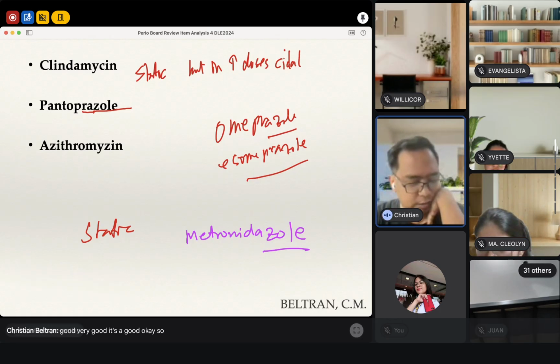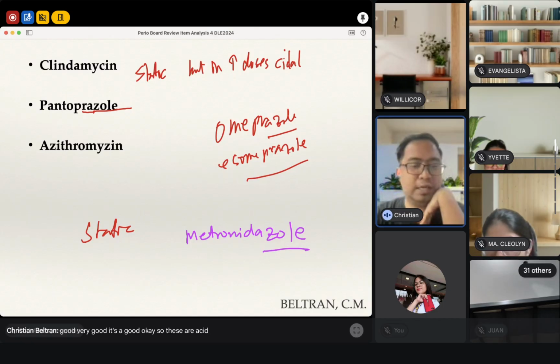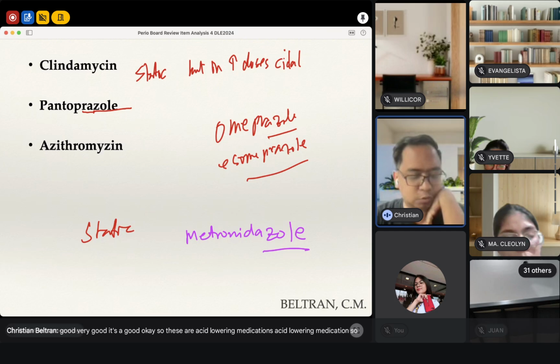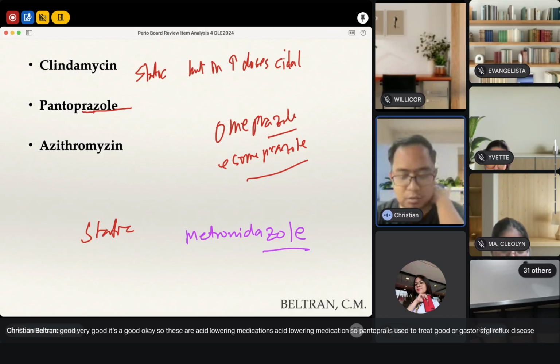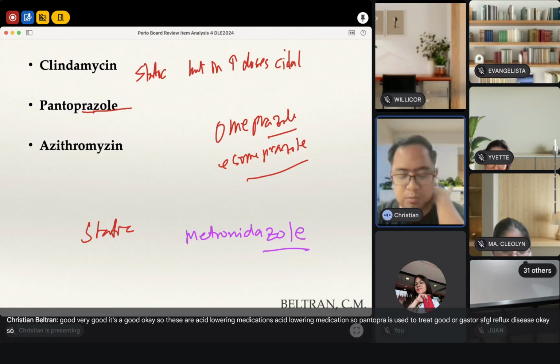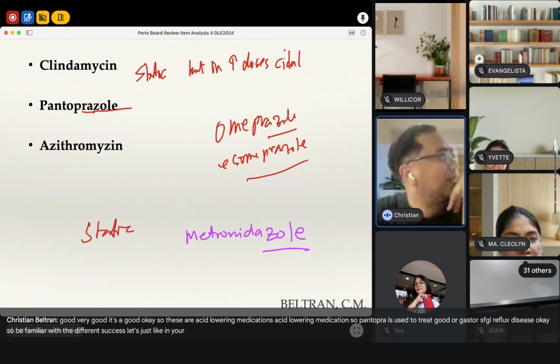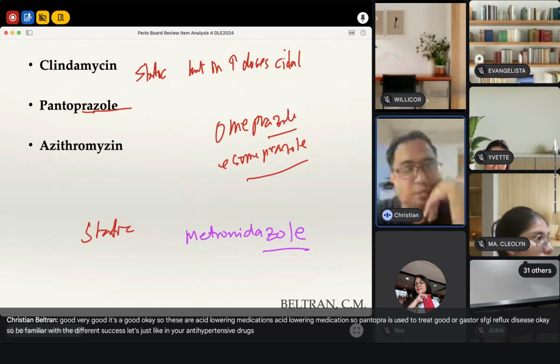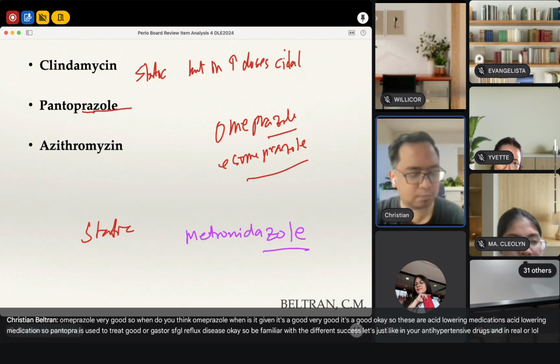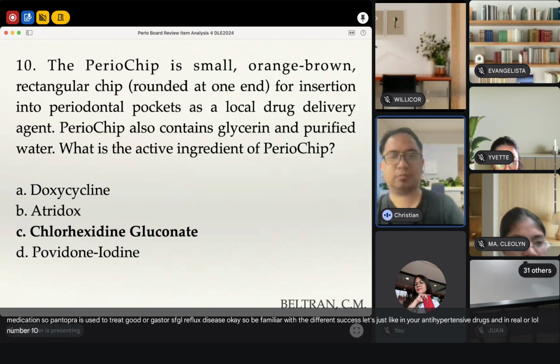It's a GERD. Okay, so these are acid-lowering medications. So, pantoprazole is used to treat GERD or gastroesophageal reflux disease. Okay, so be familiar with the different suffix. That's just like in your antihypertensive drugs, diba? Ends in pril or lol, diba? Number 10.